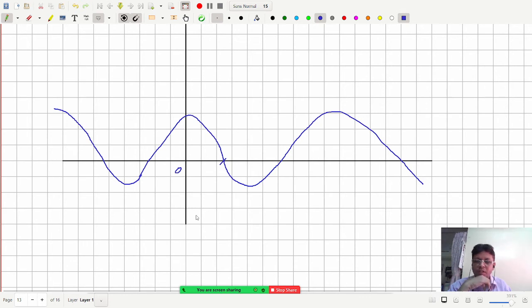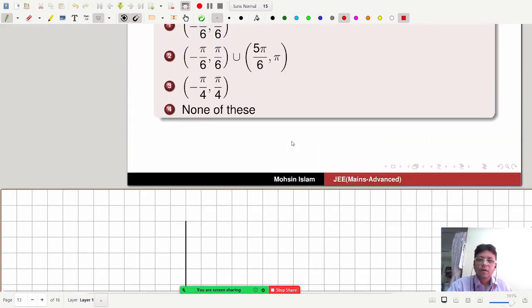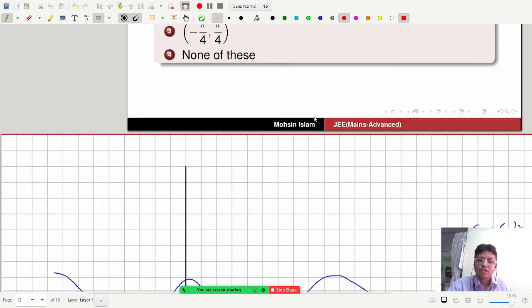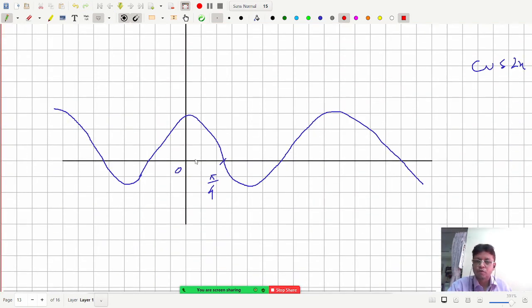Cos 2x will be 0 at pi by 4, since cos pi by 2 is 0. So this is pi by 4. And what do you have to draw? Mod sin x. That's very simple to draw. Mod sin x will be like this.